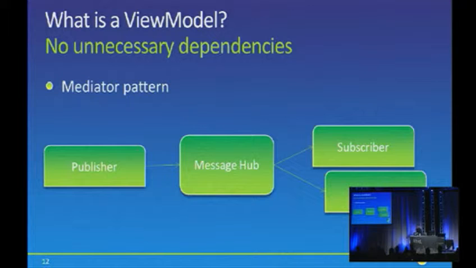So, no unnecessary dependencies. A view model ideally is decoupled from the rest of the system. Yes, it's decoupled from the view, but we hope that it's also decoupled from everything else as well. If we're creating view models that need to know all about other view models, then there's code smells going on there. We can actually decouple the view models from each other using this mediator pattern. Mediator pattern is just a fancy way of saying pub sub.